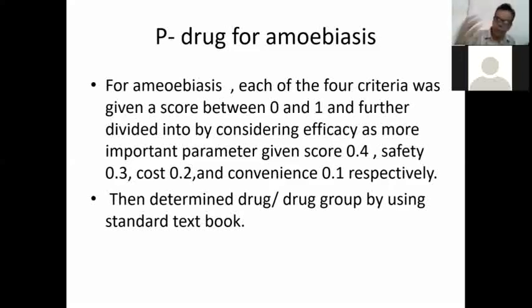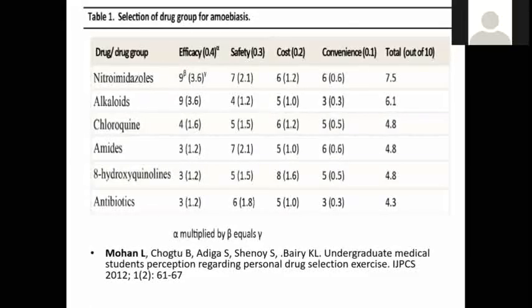Sometimes there are drugs only for the disease, like otitis media, where we do not have such a big class. So we can even consider two drugs and directly go to consider all 4 parameters. Here you can see the drug groups used in the treatment of amoebiasis: nitroimidazoles, alkaloids, protein amides, hydroxyquinolines, and antibiotics. These are the different drug groups used in the treatment of amoebiasis.